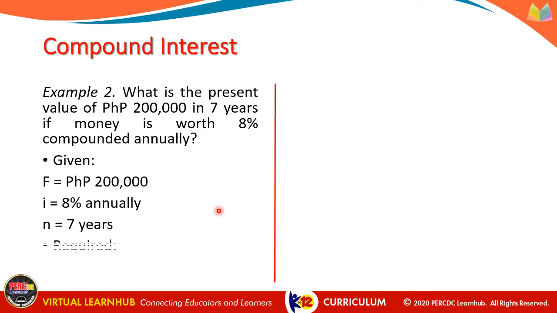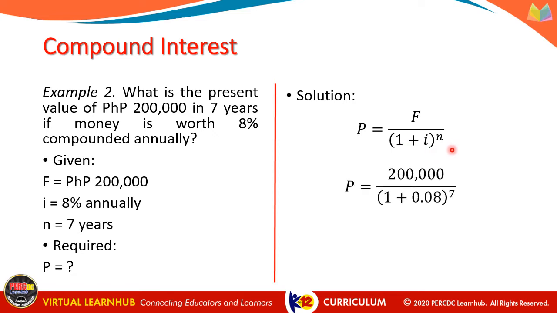We are required to solve for the present value or the value of the principal P. For our solution, we use the formula P = F / (1 + i)^n. Just substitute the given. We will have principal or present value P = 200,000 / (1 + 0.08)^7. The present value is 116,698.08. Alright?